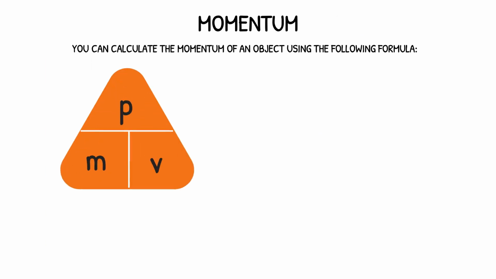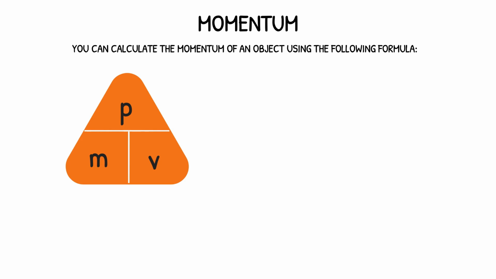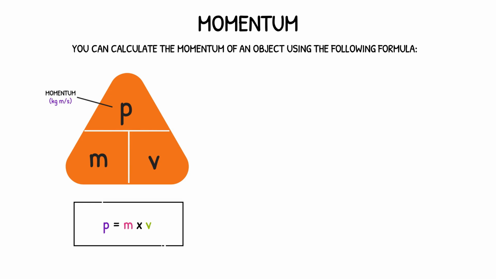We can calculate the momentum of an object using the following formula, where the momentum of an object is equal to the mass of the object multiplied by its velocity. In this formula, P represents momentum, M represents mass, and V represents velocity. The momentum of an object increases as its mass and/or velocity increases.